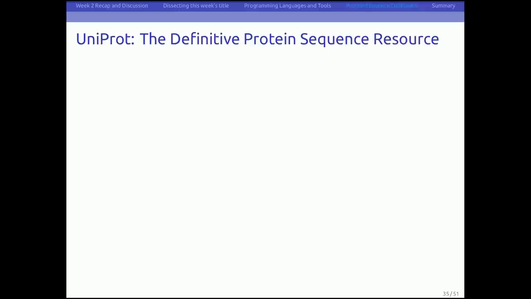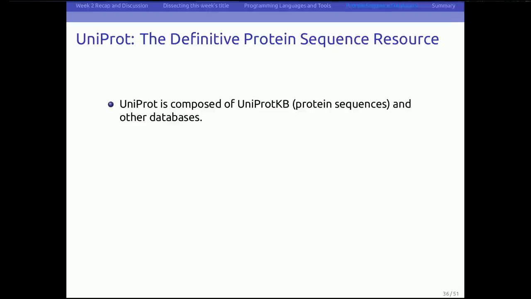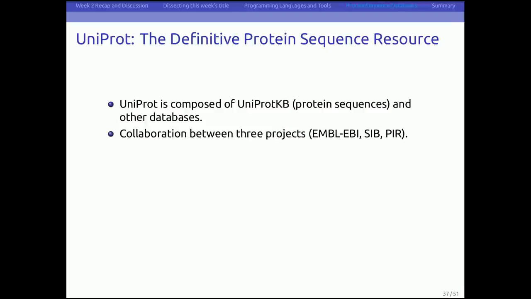So UniProt is the definitive protein sequence resource. And it's actually an umbrella project. It's composed of a database called UniProt KB, or UniProt Knowledge Base, which contains the protein sequences that you would be interested in. It also contains some other databases. And it's actually a collaboration between three projects and three sites around the world.